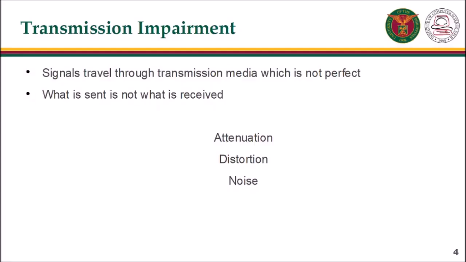Signal travels through transmission media, which are not perfect. The imperfection causes signal impairment. This means that the signal at the beginning of the medium is not the same as the signal at the end of the medium. What is sent is not what is received. Three causes of impairment are attenuation, distortion, and noise.